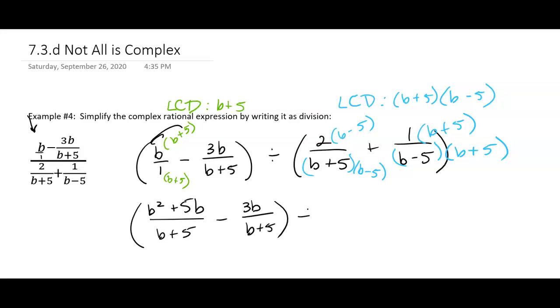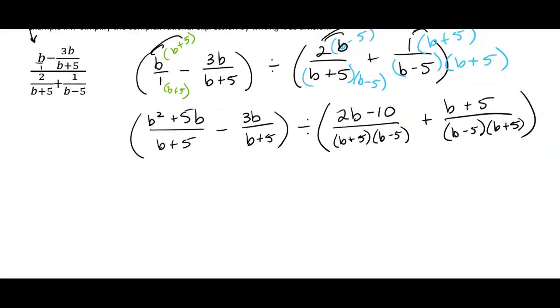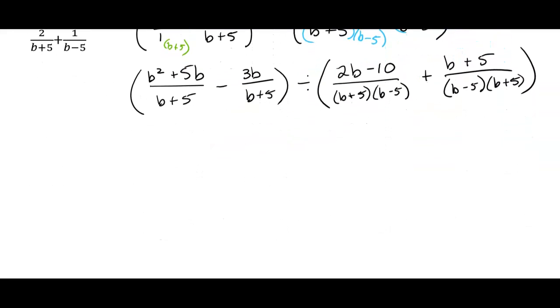We have divided by, now I'm going to go ahead and multiply those numerators out, so I'm distributing here. That's a b, by the way. Okay, so 2b minus 10 over b plus 5 times b minus 5, plus, and then this is just a 1, but I'm distributing it, b plus 5 over b minus 5 times b plus 5. So that gets the denominators common. It's getting bigger.